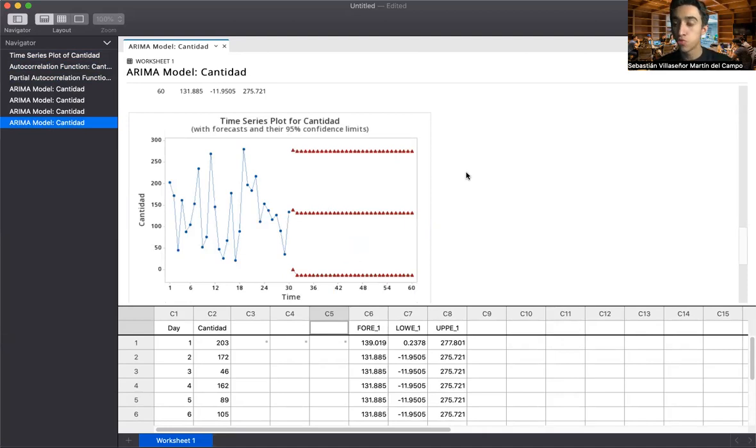The forecasted shoe returns for the next month is 131, 132 shoes. And the lower limit, because it's negative, is 0. And the upper limit is around 277 to 275 shoes as such.